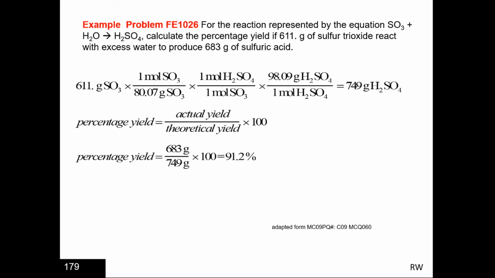How would you figure out your grade? Well, assuming they're all worth the same amount of points, they are. 683 divided by 749 times 100 gives you 91.2%. So that's how you figure your percentage yield. It's just like calculating a grade.